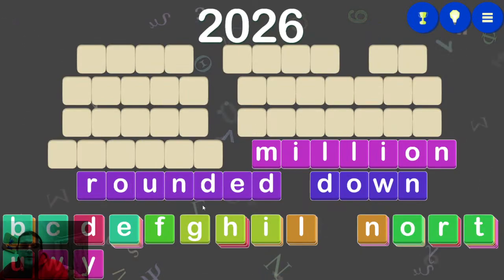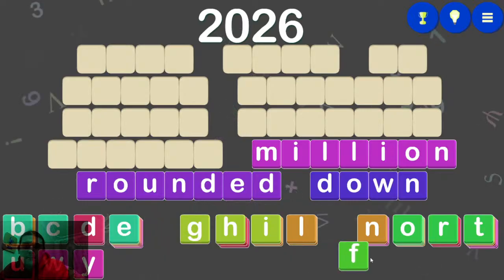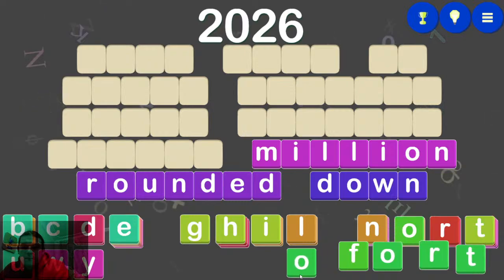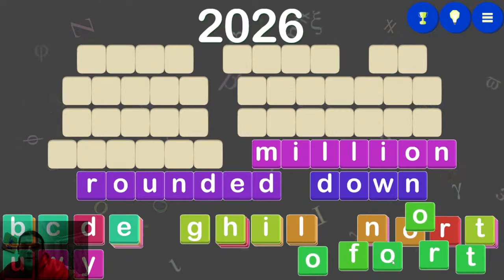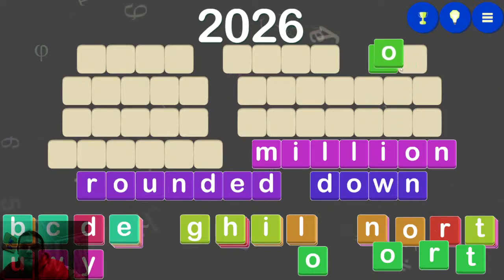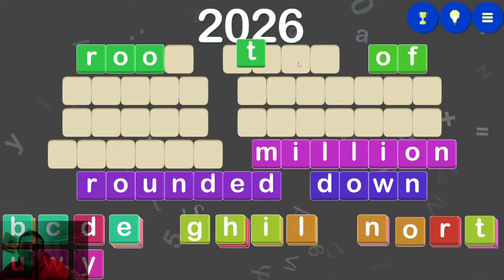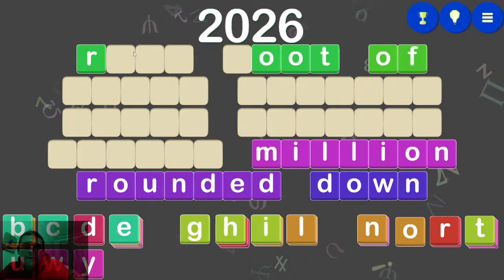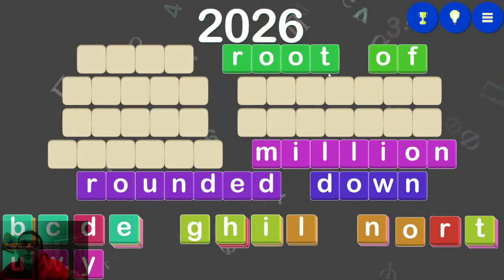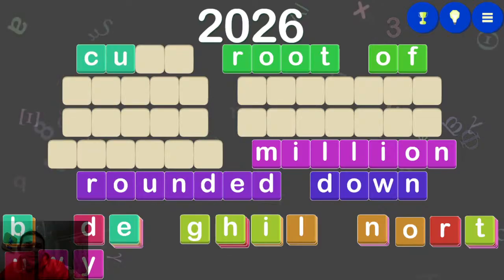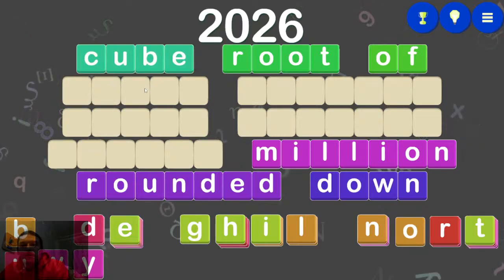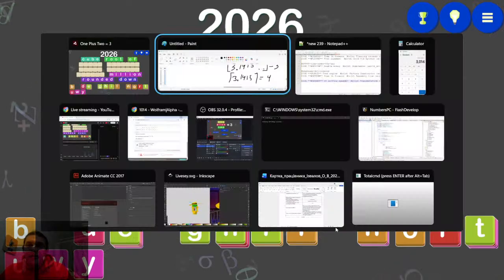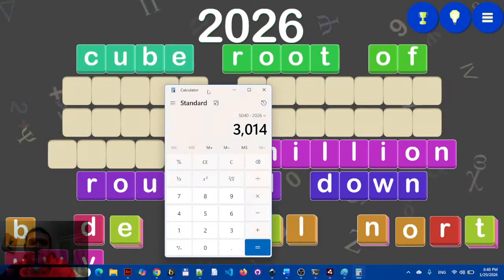Yeah, let's make bigger numbers, bigger letters. All right. It is off, and it is root. And roots can be square roots, cube roots, and this is cube root. Cube root of expression rounded down. So we can go and find out what the expression is.